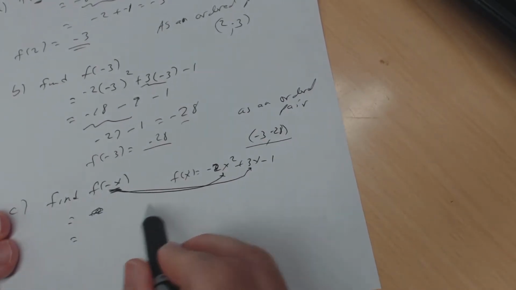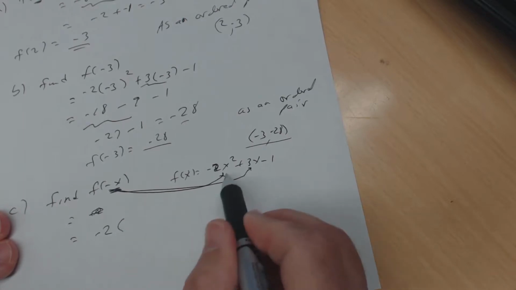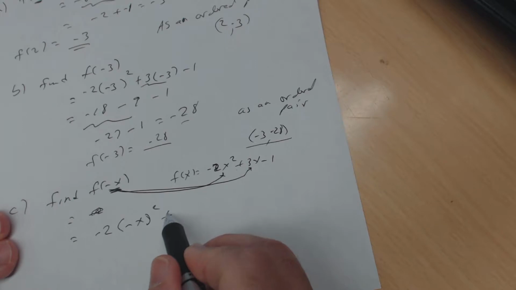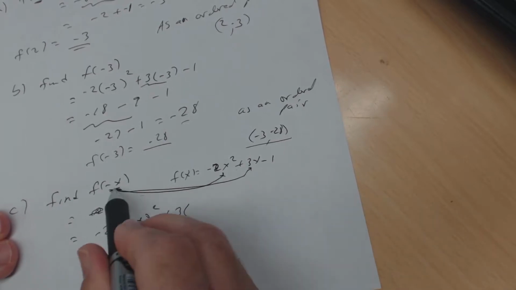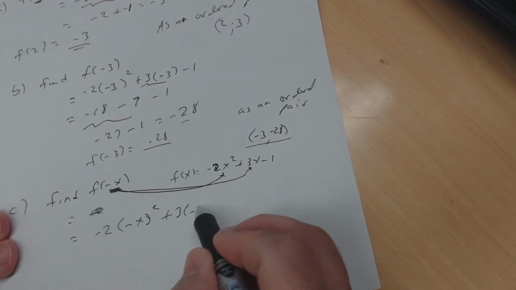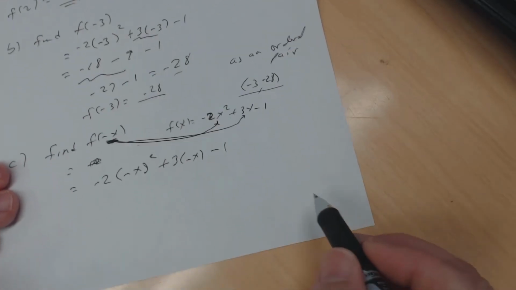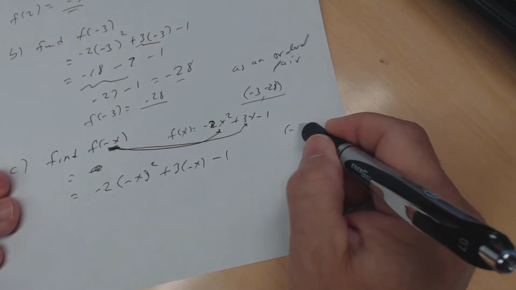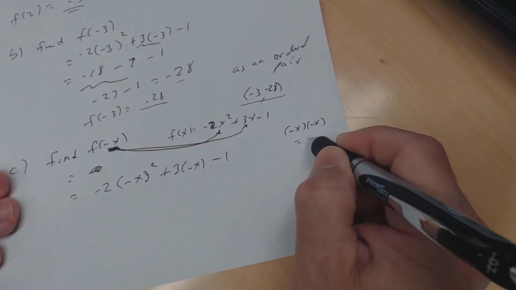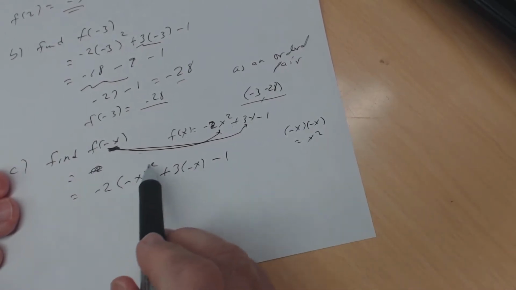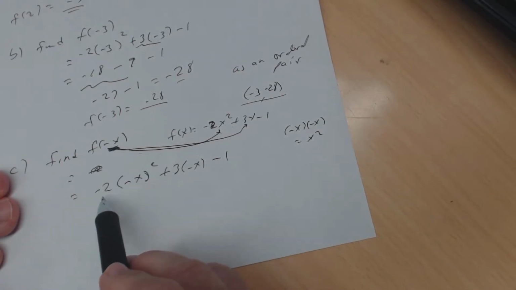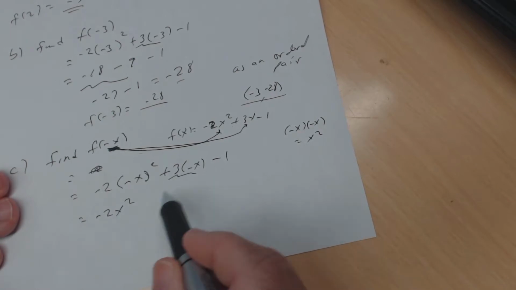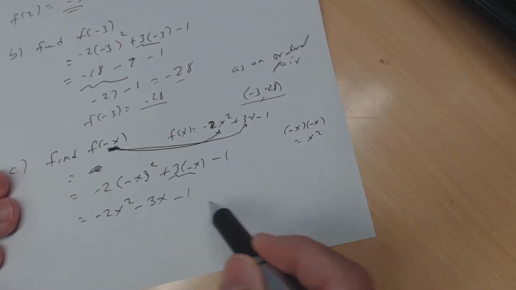So I'm going to get negative 2 times, in parentheses, negative x, that's what I'm substituting, but I'm going to square it. Plus 3 times x, but I'm substituting a negative x there, and then minus 1. Using the order of operations, negative x times a negative x is a positive x squared. And x squared times a negative 2 is a negative 2x squared. 3 times a negative x is a minus 3x, and then minus 1.